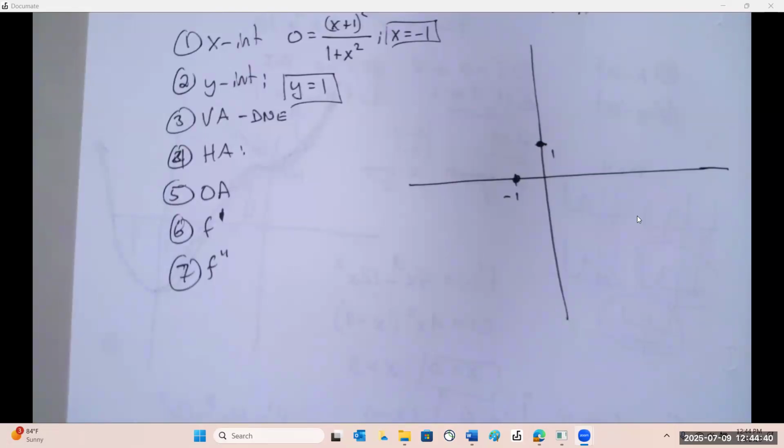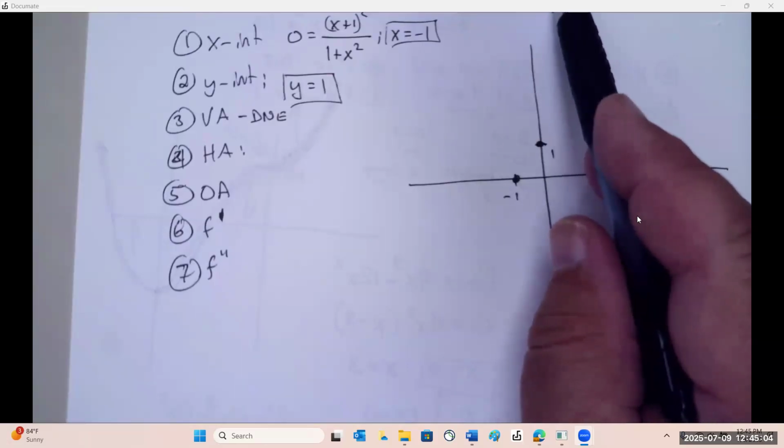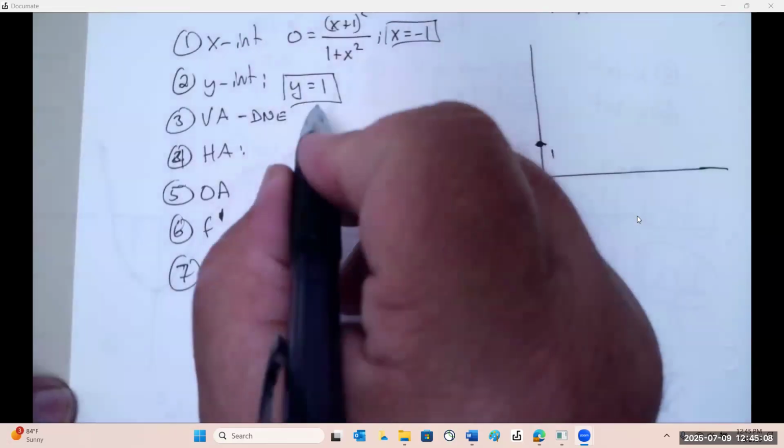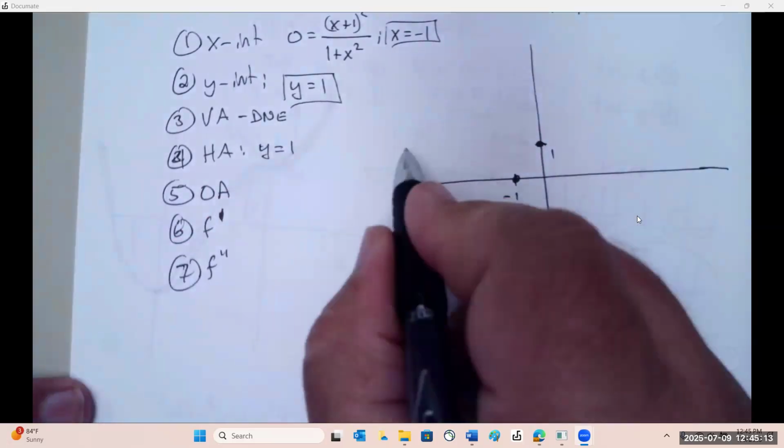What determines horizontal asymptotes? Well, the degrees of the leading term. What's the degree of the numerator? 2. What's the degree of the bottom? Since the degrees are the same, you look at the coefficients. What's the coefficient of the top one? 1. The bottom? 1. 1 over 1 is 1. So the horizontal asymptote is the line y equals 1.